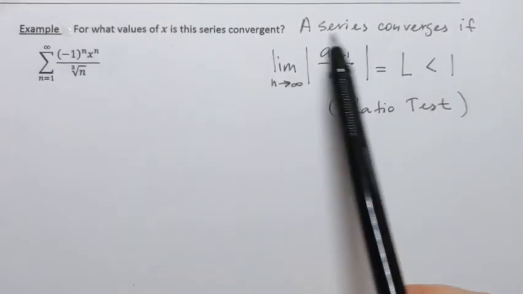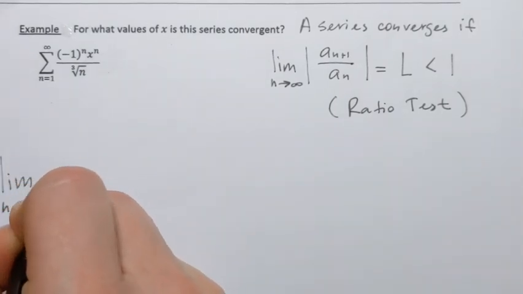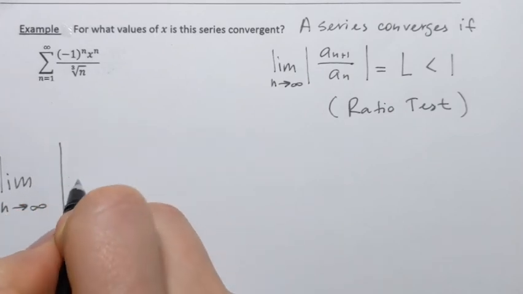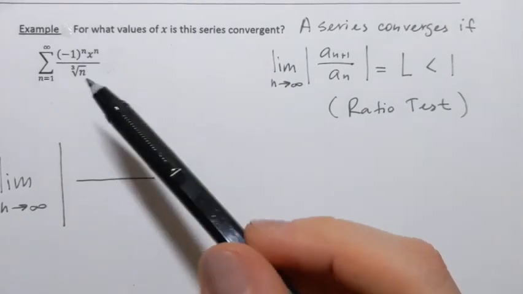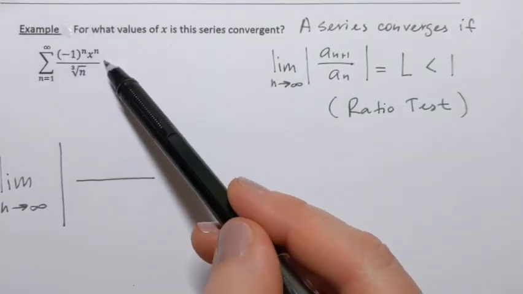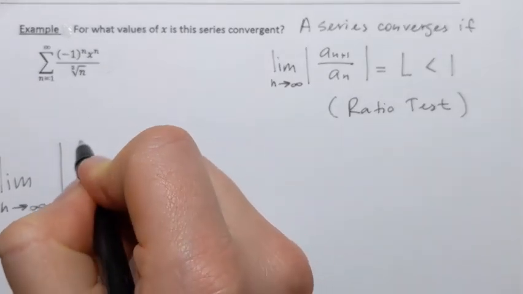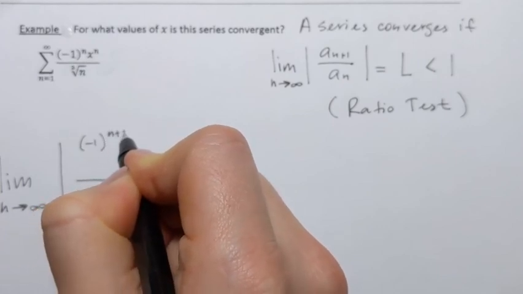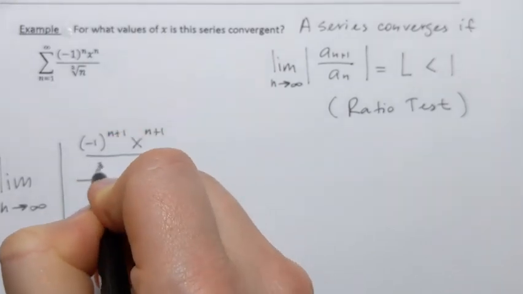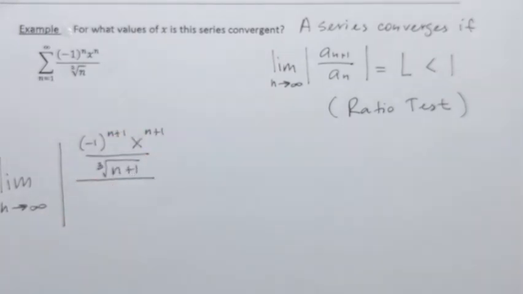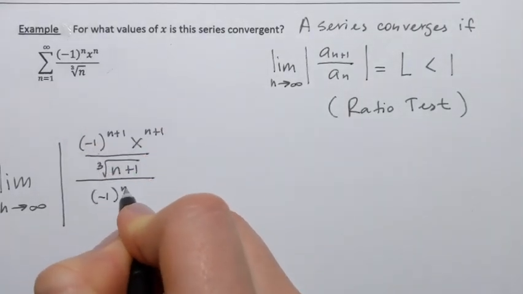Well, let's try to set up this limit for our series. So it's going to be the limit as n approaches infinity of the absolute value, and here I have the ratio. In the numerator, I'll have to put the n plus 1 term of the series, so I'm going to take this general term and replace every n with n plus 1. So that's (-1)^(n+1) times x^(n+1) over the cube root of n plus 1. In the denominator, we'll just have this general term a sub n. So I'll just copy it down.